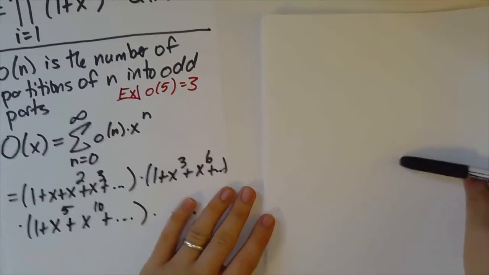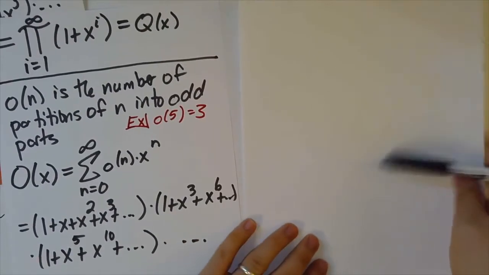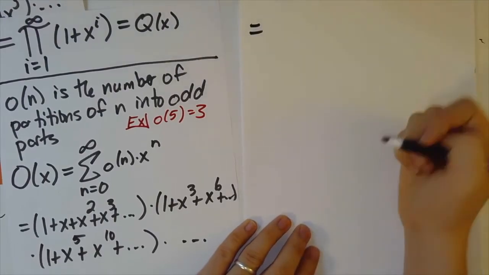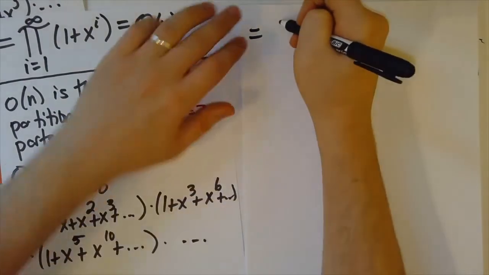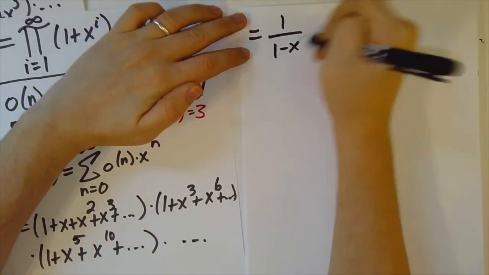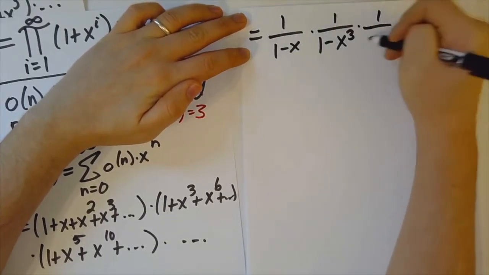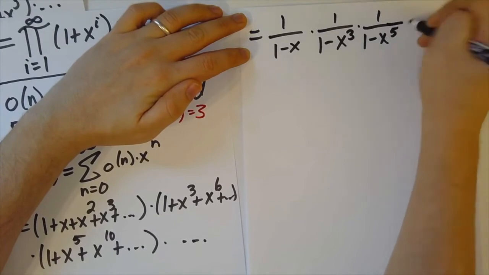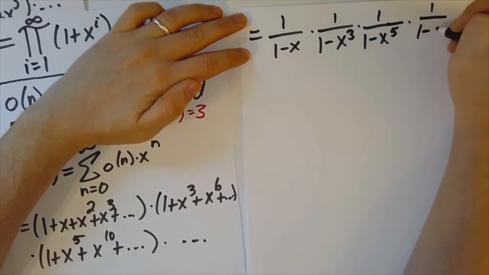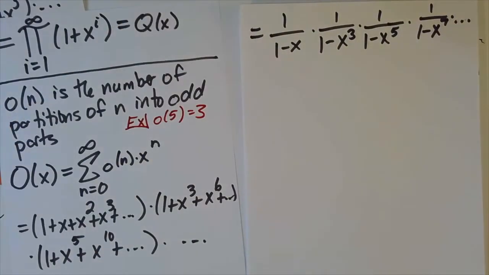Okay, but I can, of course, rewrite this using, again, our favorite formula in the universe. So this is 1 over 1 minus x times 1 over 1 minus x cubed times 1 over 1 minus x to the 5th times 1 over 1 minus x to the 7th times dot, dot, dot.